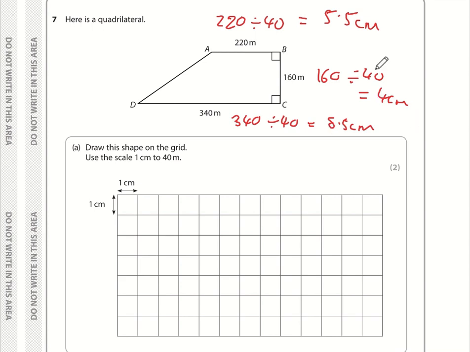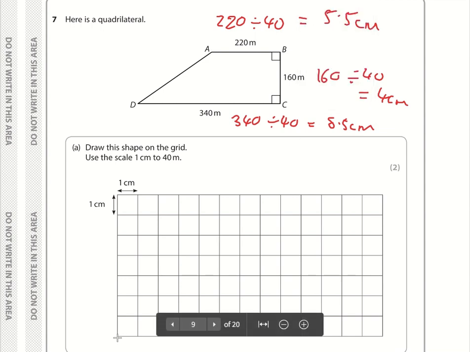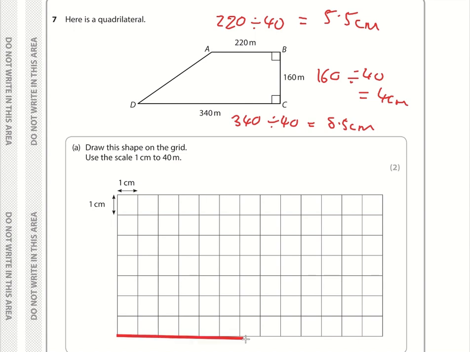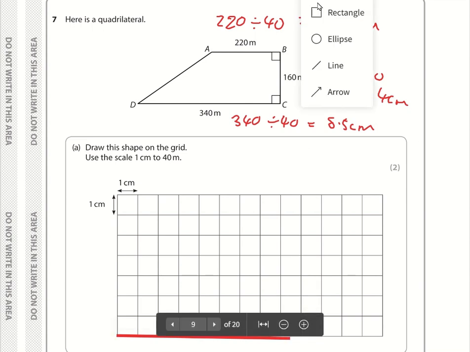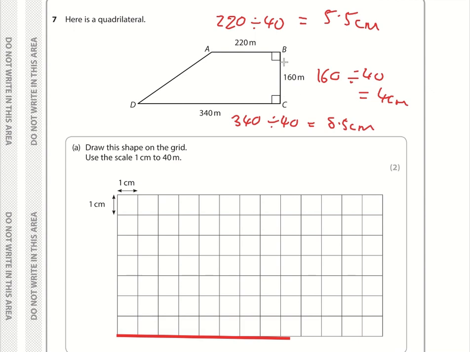Okay, so we need to draw this on the grid, so I'm going to start off with the 8.5 centimetre base. So let's start here, let's go across 1, 2, 3, 4, 5, 6, 7, 8 and 8.5. There we go, that's that one done. Oops, I've not done it perfectly straight. Now this is 4 centimetres up, so 4 centimetres up from here, 1, 2, 3, 4. There we go.